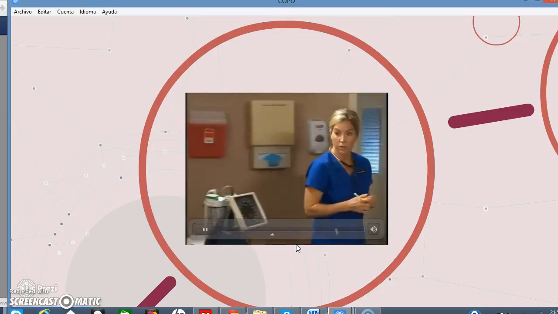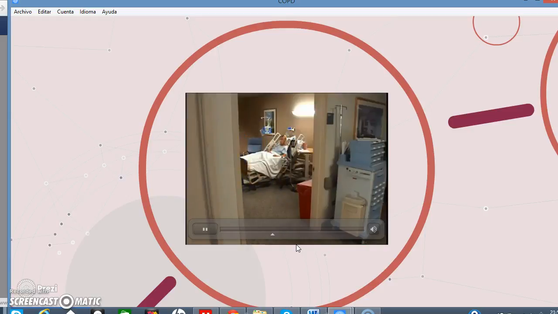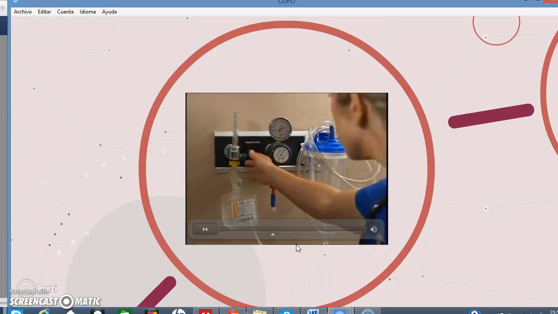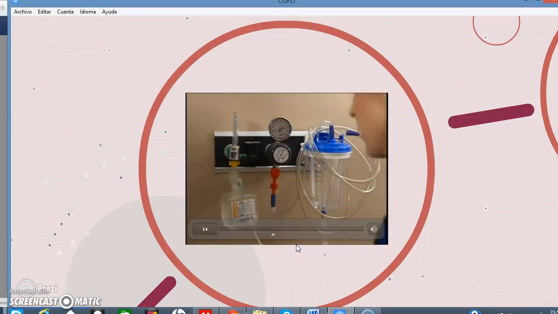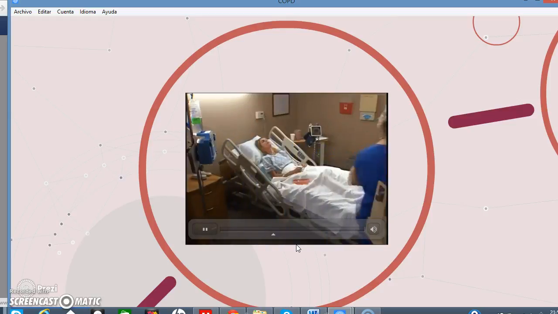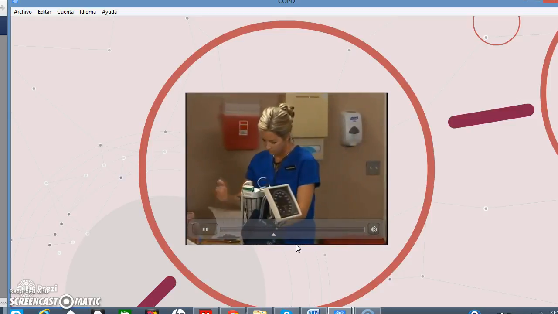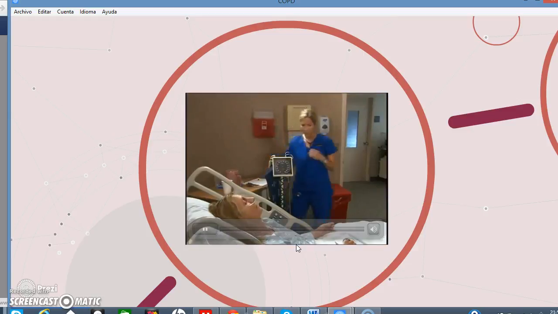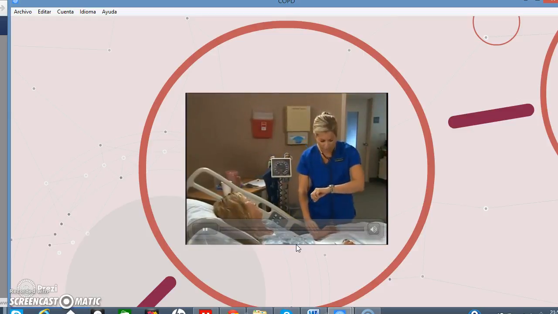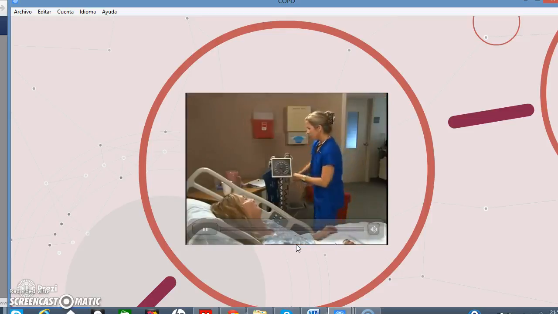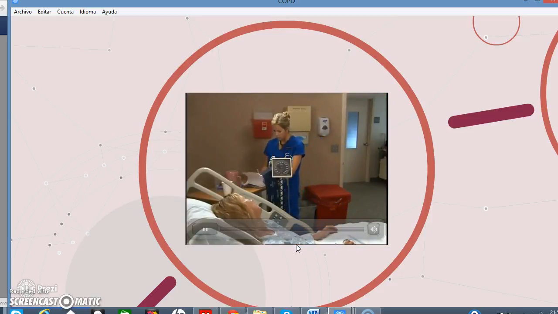Okay, I'm just going to check to make sure that your oxygen is set properly and that there's enough water in the bottle. Okay, that's good. Okay, let's check your heart rate and your respiratory rate. Your heart rate is 92. That's good. That's come down a bit. And your respiratory rate is 24.